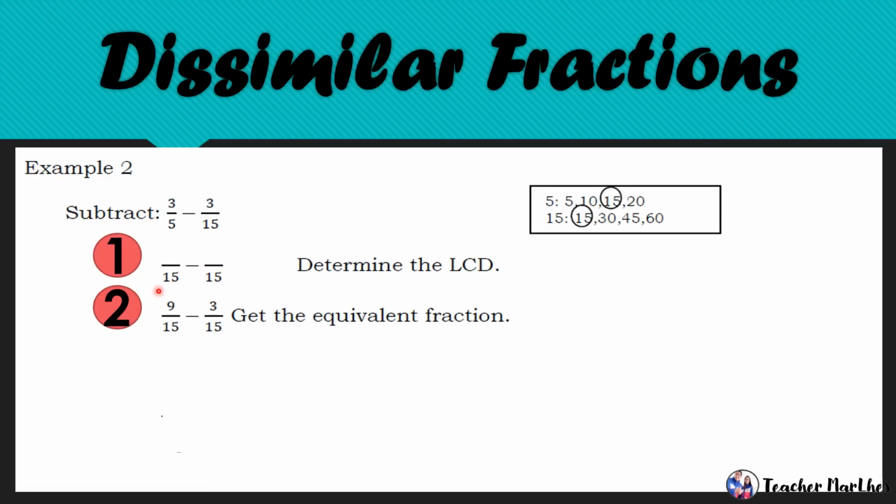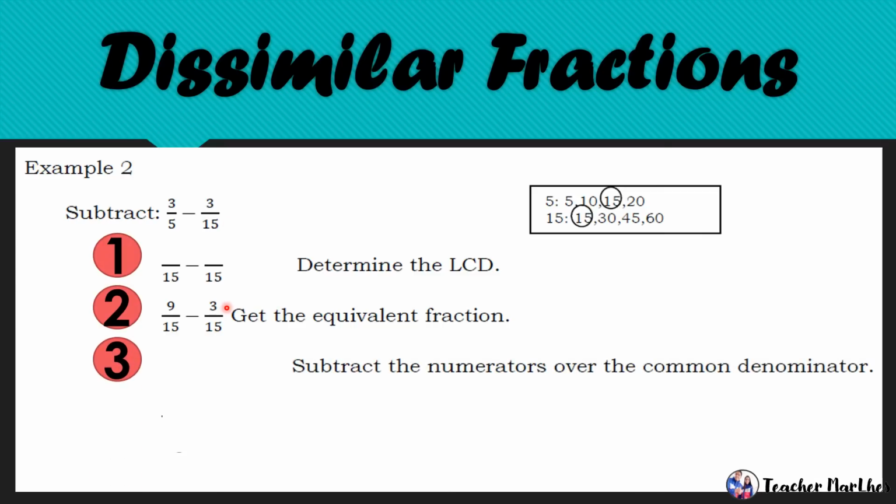So, 15 divided by 5 is equal to 3, times 3 is equal to 9. 15 divided by 15 is equal to 1, times 3 is equal to 3. Then, step 3, subtract the numerators over the common denominator. So, we have 9 minus 3. Then, copy the denominator 15.